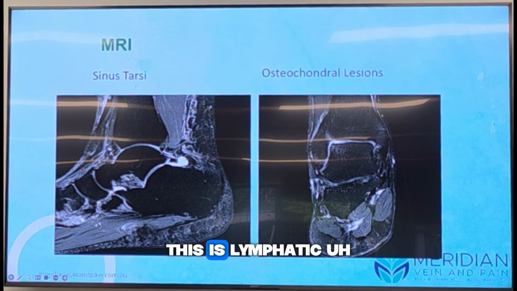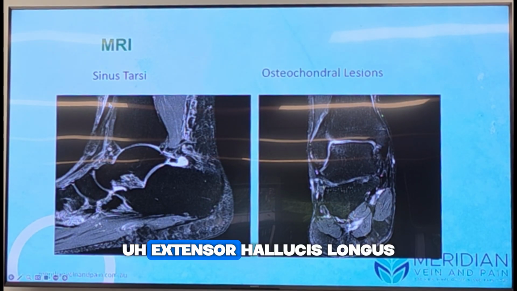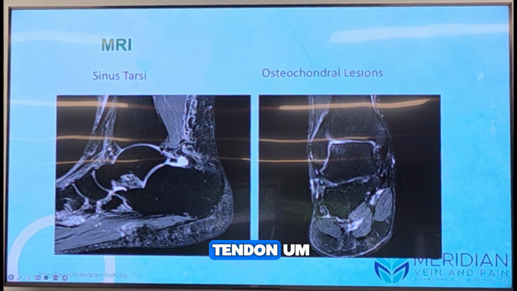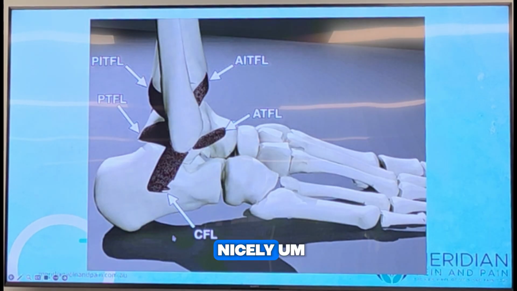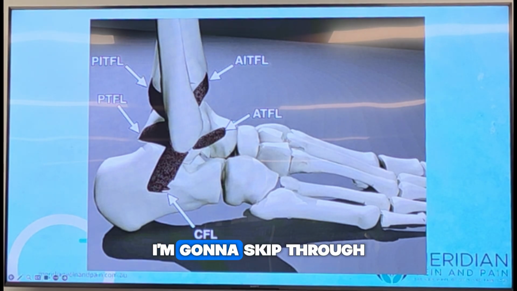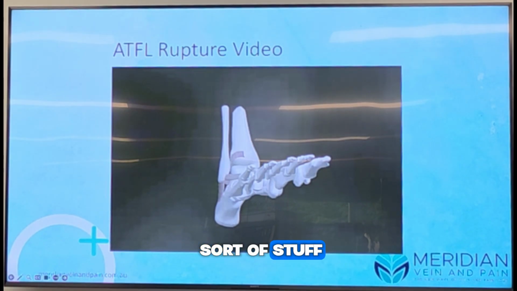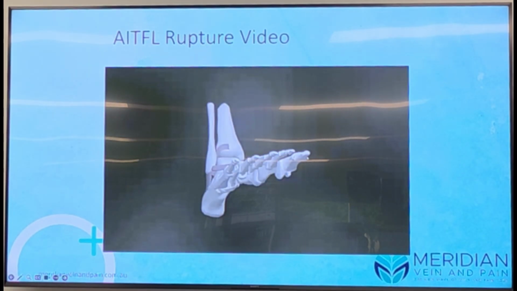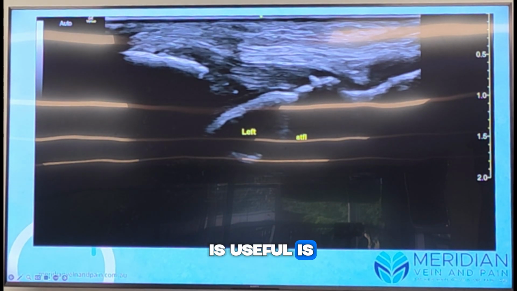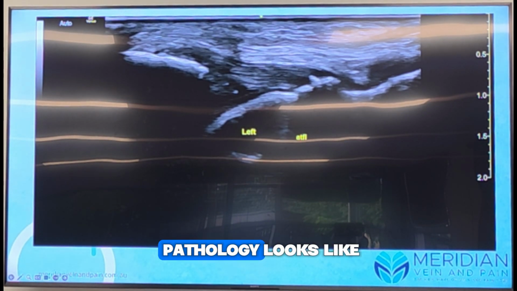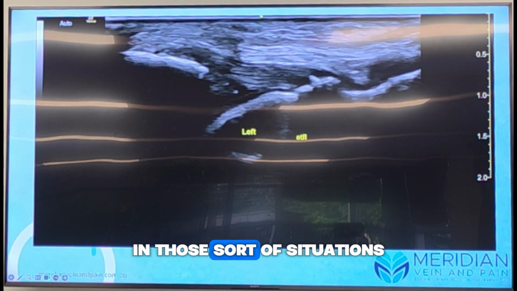This is lymphatic fluid around the extensor hallucis longus tendon, sinus tarsi. You can see the sinus tarsi ligaments quite nicely. And then, yeah, get a bit of an idea. I'm going to skip through a lot of this sort of stuff because I don't think it's that useful. But what is useful is going back to what pathology looks like in those sort of situations.